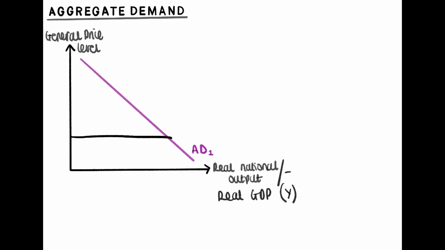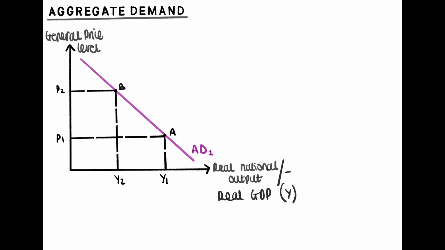The aggregate demand curve remains downward sloping, but we have different labels for the axes. The x-axis shows the real national output or real GDP, and the general price level is represented by the y-axis. The aggregate demand curve shows us the total spending on domestic goods and services in an economy.